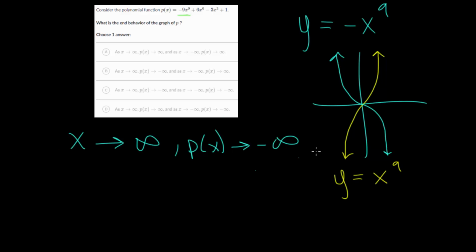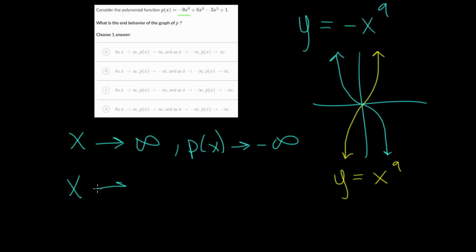And again, I encourage you, plug in big x values and confirm this for yourself. If you plug in a million or even something like 1,000, when you raise that to the ninth power, it becomes a huge value. It would become a very large positive value, but then you take the opposite of that, and so it will be a very large negative value.